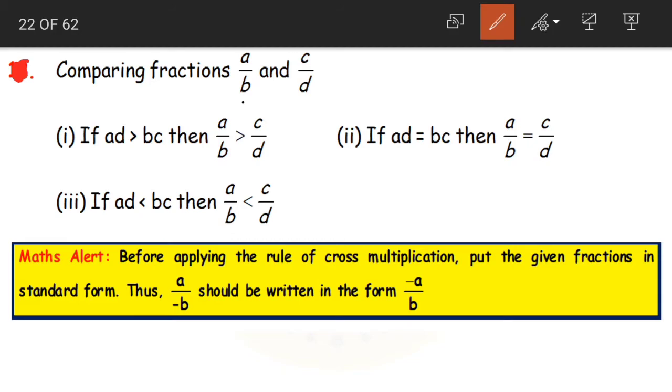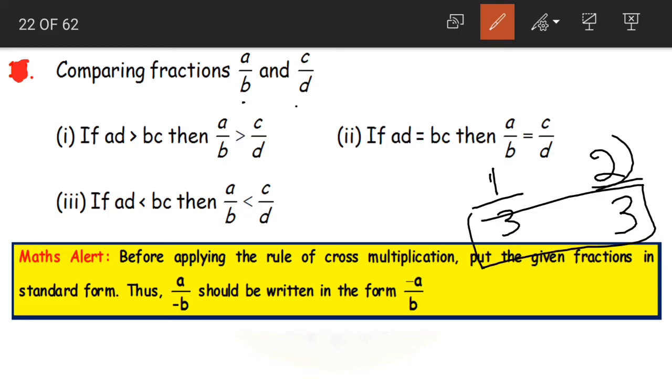Clear students? This is when we have unlike fractions, when both the denominators of the given fractions to be compared are different. Now when we have like fractions, suppose 1 by 3 and 2 by 3, we need to compare 1 by 3 and 2 by 3. Simply we can say that as denominators are equal and 2 is greater than 1 here, 1 by 3 is less than 2 by 3.